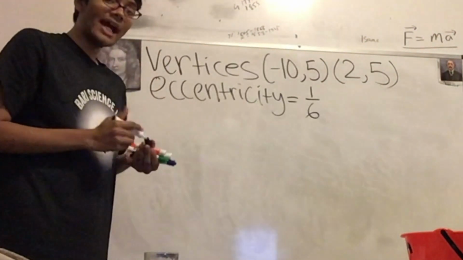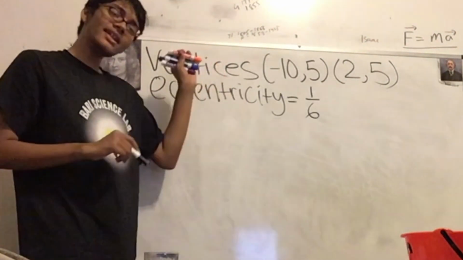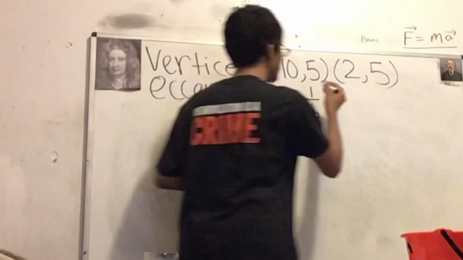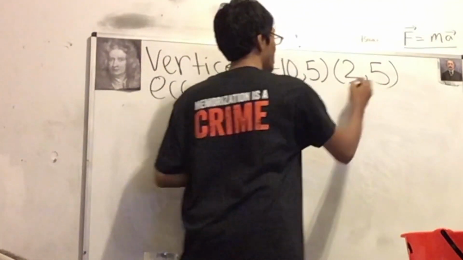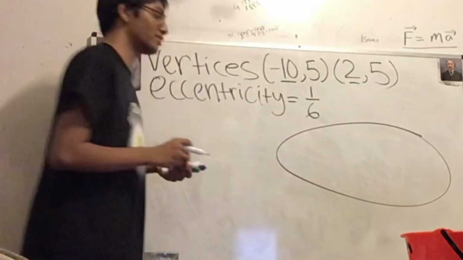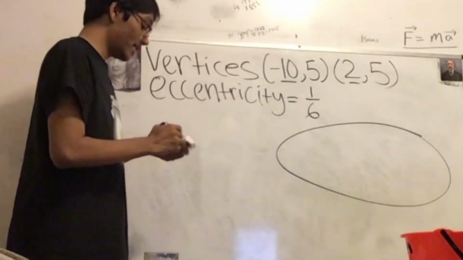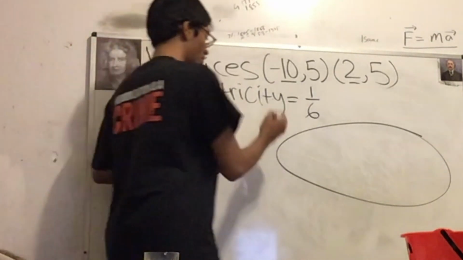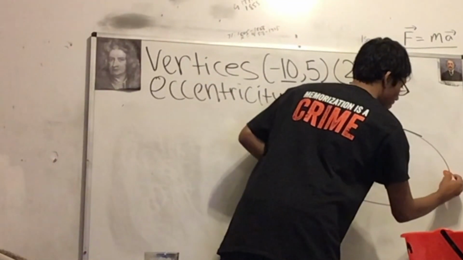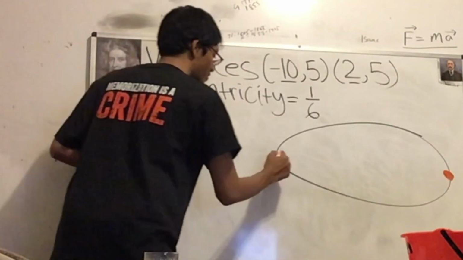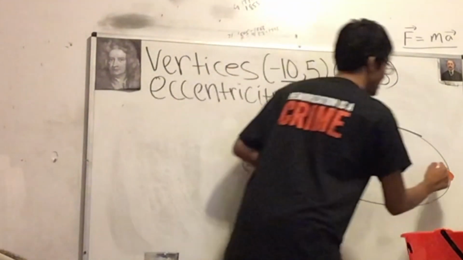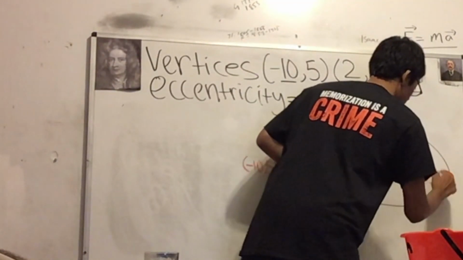Okay, now, by taking the midpoint of my vertices, I can get the center of the ellipse, right? So check out what coordinate is changing. It's the x coordinate. We can clearly draw a horizontal ellipse, right? So we can draw in our vertices. Here's the first vertex. Here's the second vertex. Our first vertex is at -10, comma 5. Our second vertex is at 2, comma 5.